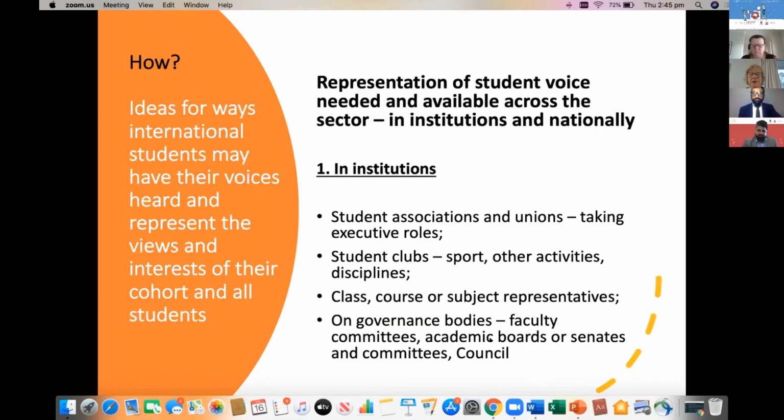So on governance bodies, we've talked a lot about that: faculty boards and committees, academic boards, senates, committees and council. But it's a good way to start at the first levels, like student associations and unions, student clubs. Learn how it all works, and get knowledge behind you, is really important. So you go in able to convince your institutions in the beginning how you should have your voice heard, but also how they should set up processes for having your voice heard, but also how you have really important things to say.